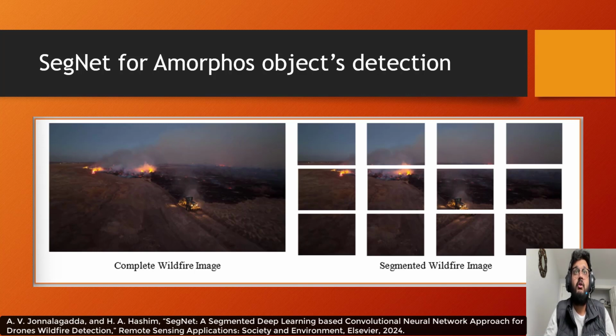However, for amorphous objects like flames, which lack a fixed form, the segmented image approach is very effective. The number of segments created from an image depends on the pixel size of the original image and the desired processing speeds. Smaller pixel sizes lead to faster processing speeds. In this paper, the original image's pixel size is 1280 by 720 and it is segmented into 12 pieces of 320 by 240 pixels each.